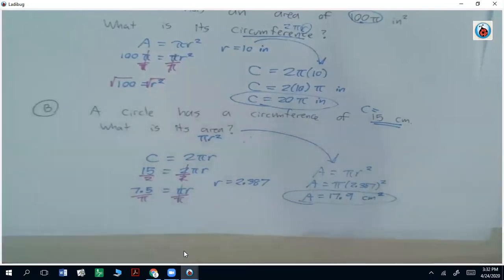And there you have it, guys. That's how you use circumference and area formula.